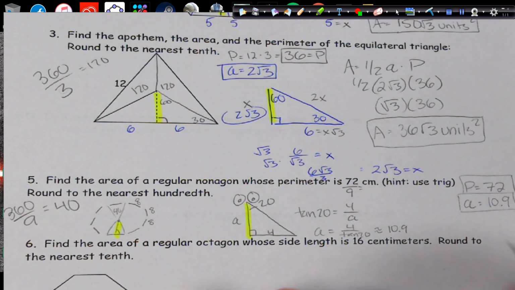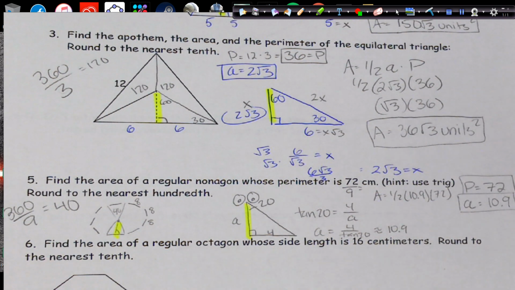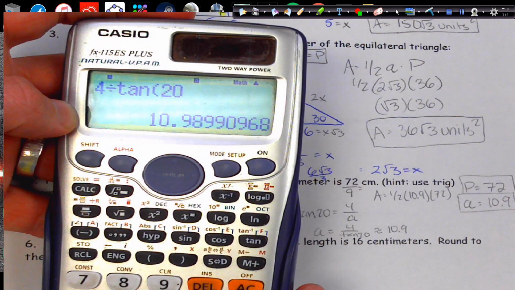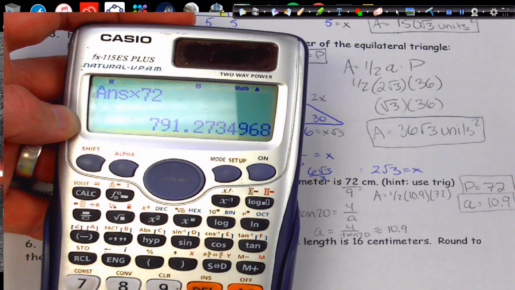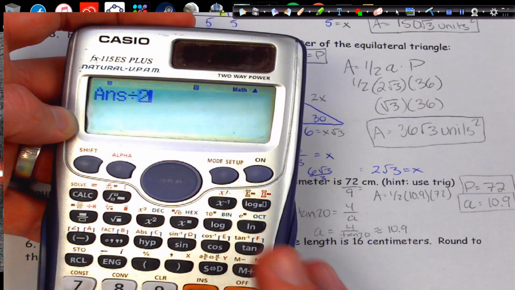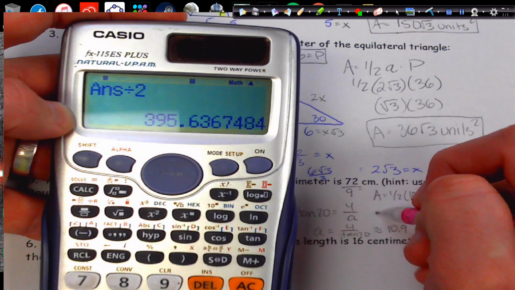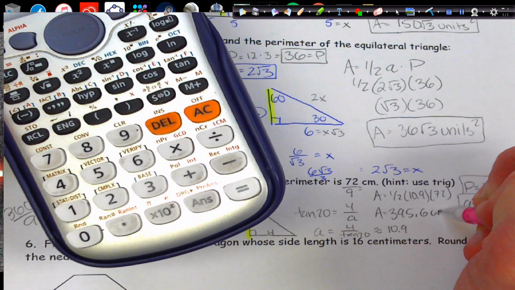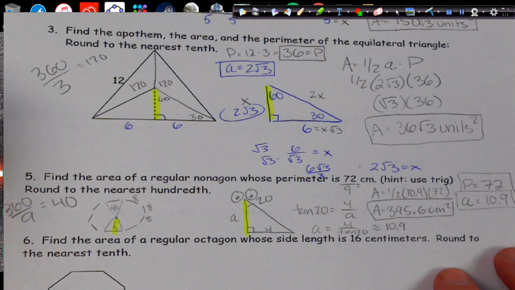And so I just have to plug it into the formula. Area equals 1/2 apothem, which is 10.9, times 72. But remember, I keep the apothem answer in my calculator already. So all I'm going to do is multiply by 72, which is the perimeter, and then divide by 2, which is the last part. And we get the area equals 395.6 square centimeters. Okay, so a lot of work, not a lot of area.